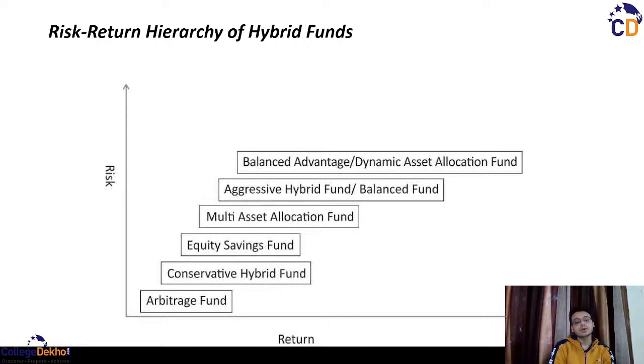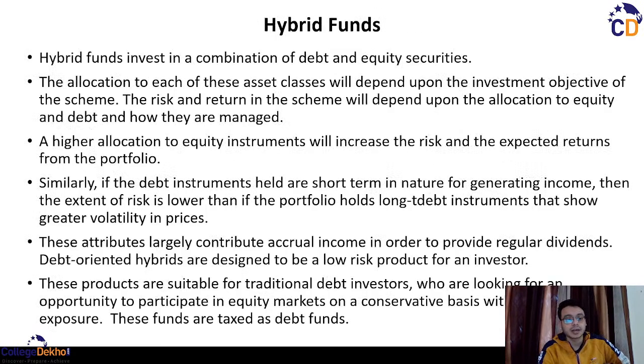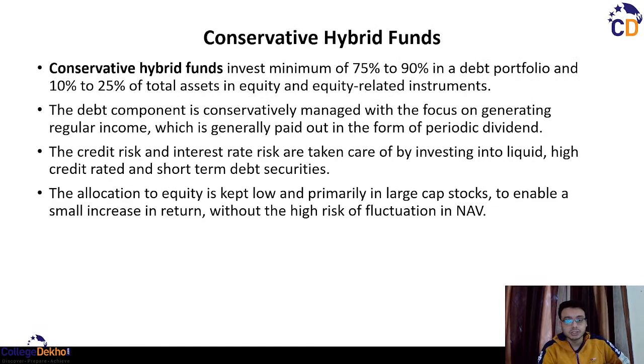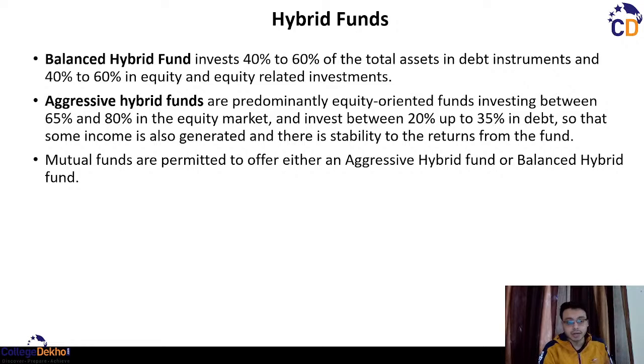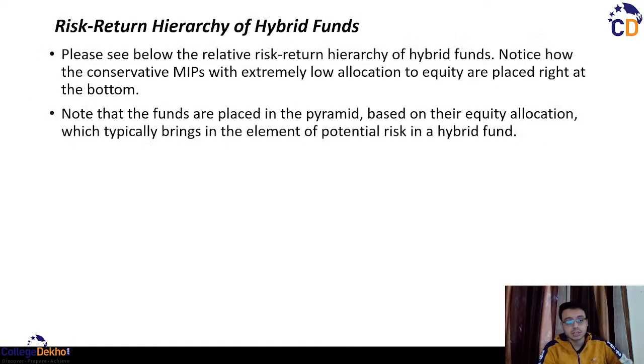Then you have the multi-asset allocation fund. So what happens in a multi-asset allocation fund? The amount is being divided into debt, equity, and gold. Then the equity savings fund has at least 65% in equity, and the arbitrage fund is something which allows you to buy and sell in different markets. I mentioned the conservative funds, balanced hybrid funds, aggressive funds, solution-oriented funds, then the closed-end hybrid funds. All these are mentioned here.